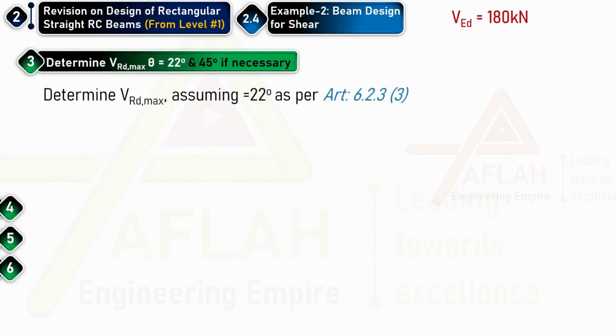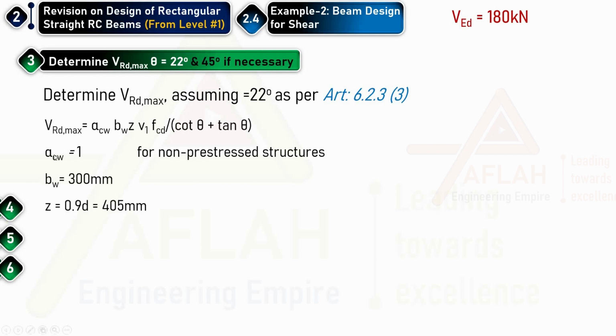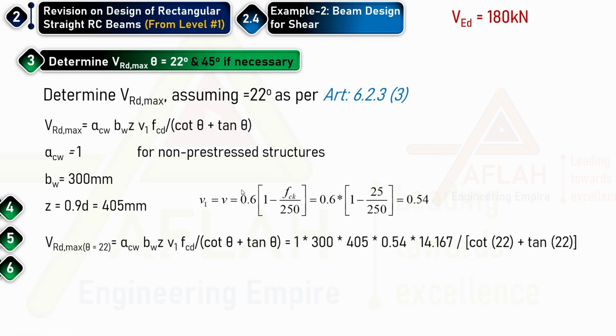Now, let's continue to calculate the VRD max at 22 degrees, our assumption. These are alpha CC for non-pre-stressed structure. You have to take 1. BW is the width of the beam. Z is 0.9 D. FCD is already calculated. Theta is 22. All these things are calculated. Now VRD max is substituted here. Then finally you get a result of 322.83. Now you have to check that it is greater than this. So now this is verified.